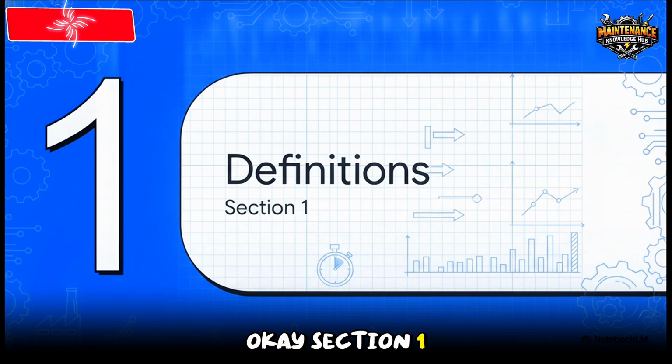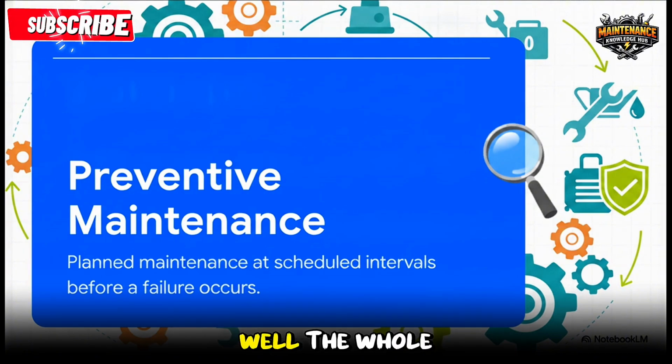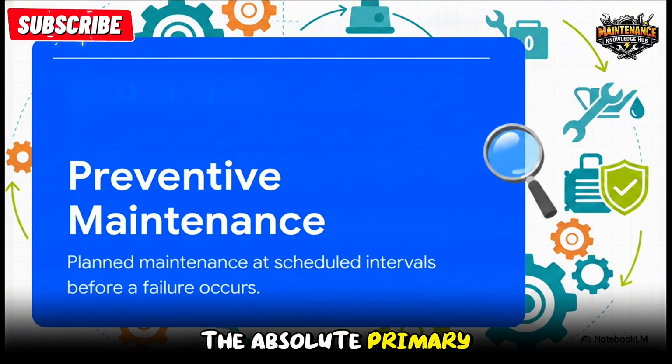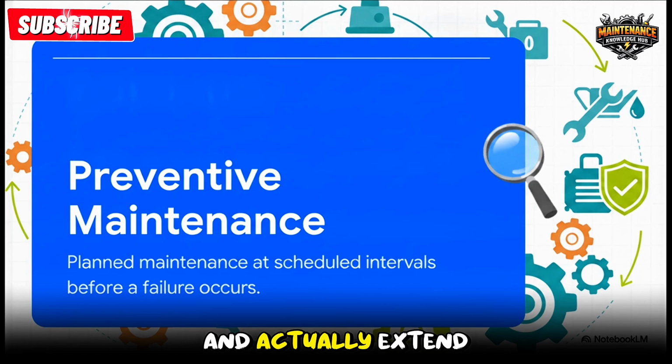Okay, Section 1, definitions. Let's get our terms straight. So what exactly is preventative maintenance? Well, the whole point, the absolute primary objective here, is acting before a failure occurs. It's a highly planned, systematic strategy where you inspect, adjust, and service equipment at scheduled intervals. The entire goal is to prevent those unexpected breakdowns and actually extend the service life of the equipment while also keeping the workplace incredibly safe.